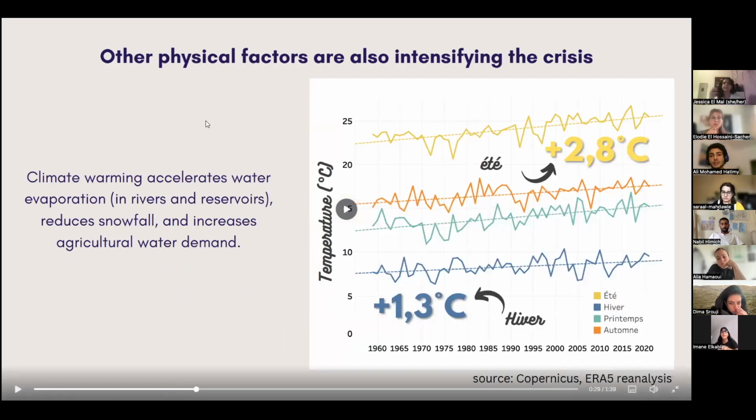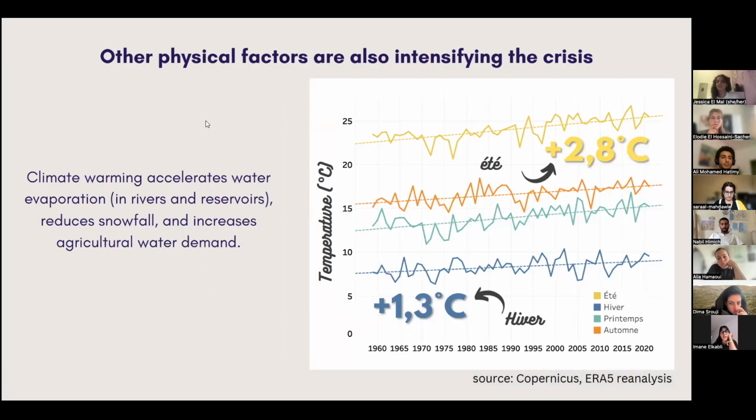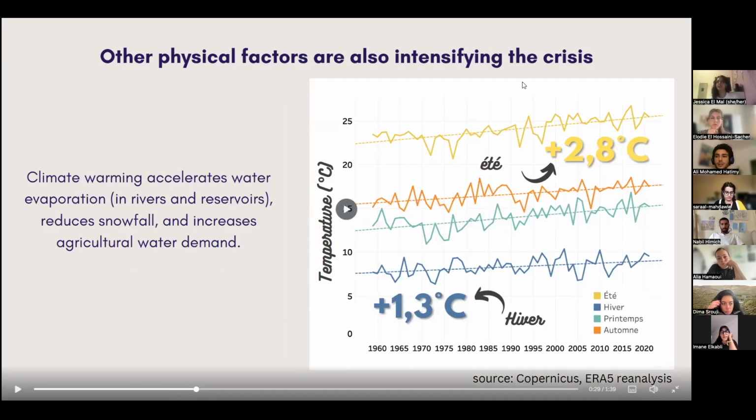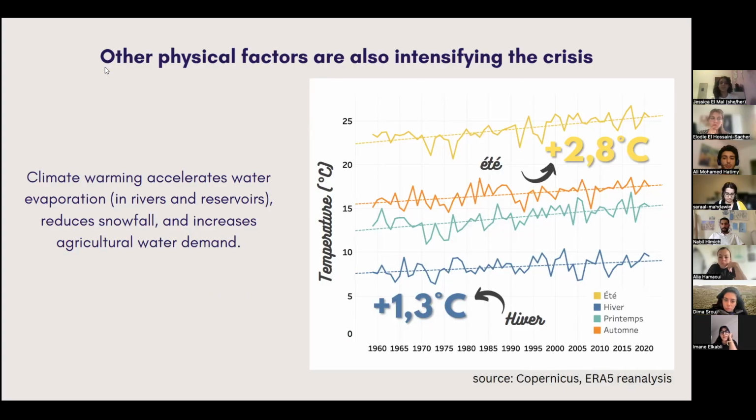Other physical factors are intensifying the water crisis. So this is an example for Morocco. At Nishfat, we modeled the observed temperature increase since the 60s in different regions of the country. This is for the region of Fès-Meknès, which is an agricultural cradle of the country, an amazing region in terms of agricultural production. And you can see that the seasonal temperature has increased since the 60s by 1.3 degrees for winter and 2.8 degrees for summer.